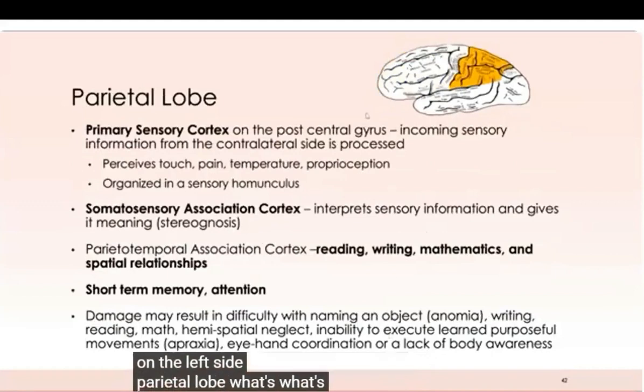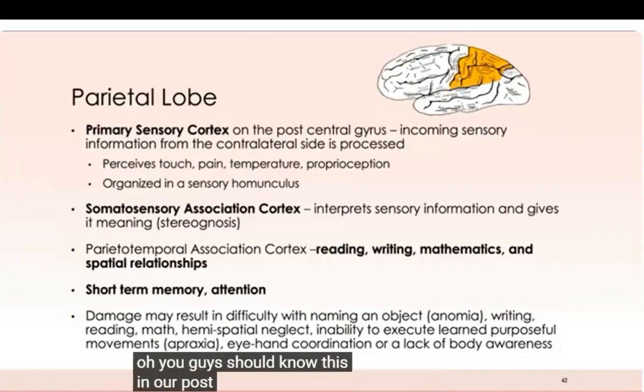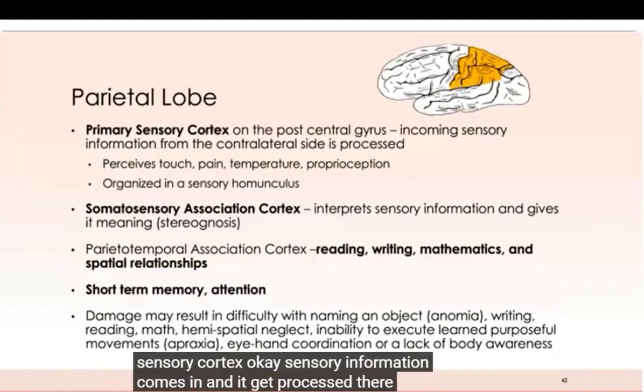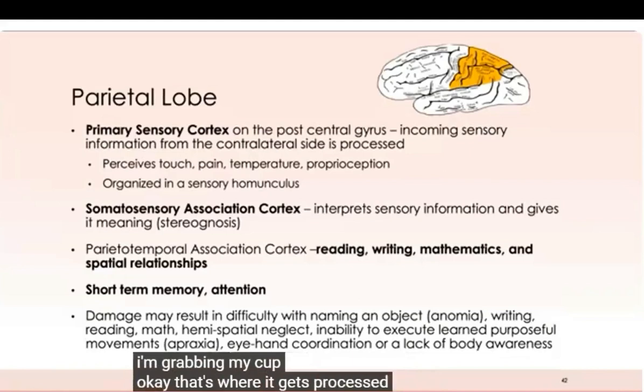Parietal lobe, what's there? What's right behind the central sulcus again? We have our afferent information come up and it gets processed where? In our post-central gyrus, which is the sensory cortex. Sensory information comes in and it gets processed there. Oh, it feels like a feather. I'm grabbing my cup. Okay, that's where it gets processed.